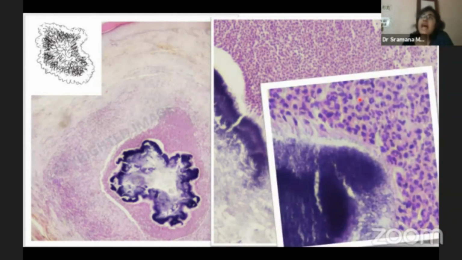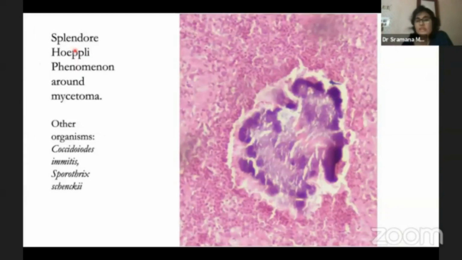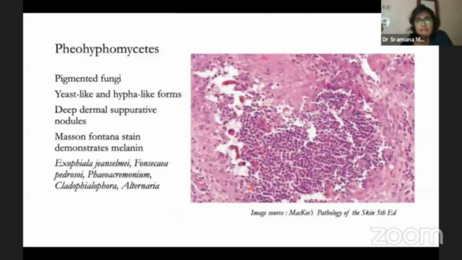So this is actinomycetoma, where you see filamentous forms, and that is caused by a higher order bacteria, but the presentation is quite similar. So mycetoma also induces Splendore-Hoeppli phenomenon. So you can see this pink material around the fringes of the granule. And other organisms that produce Splendore-Hoeppli phenomenon are Coccidioides and Sporothrix schenckii.